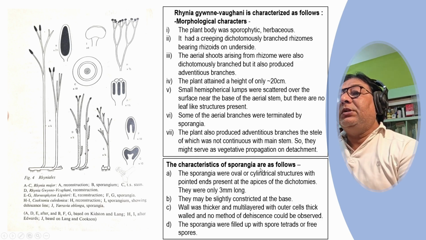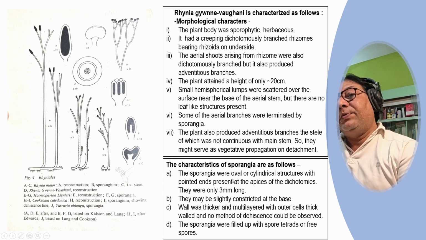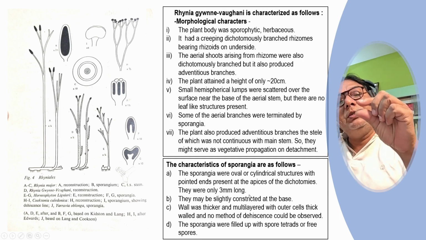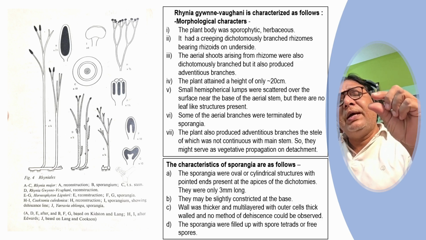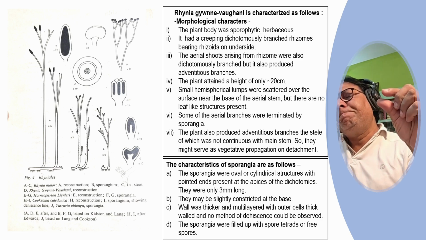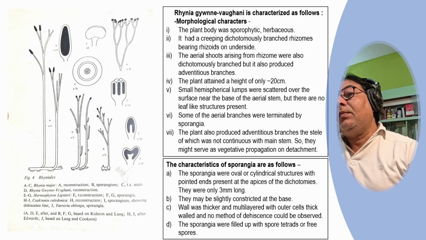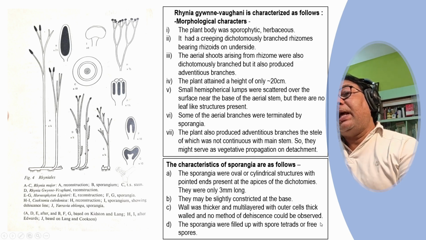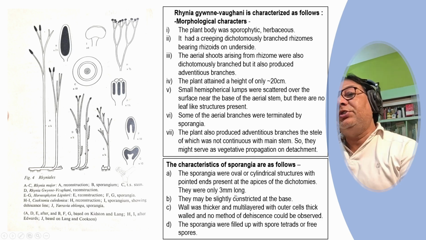The characteristics of sporangia are as follows. The sporangia were oval or cylindrical structures with pointed ends, present at the apices of the dichotomies. They're only 3 millimeter long. You can imagine how much 3 millimeter is, even smaller than a small rice grain. They may be slightly constricted at the base. Here you can see there is a constriction at the base.